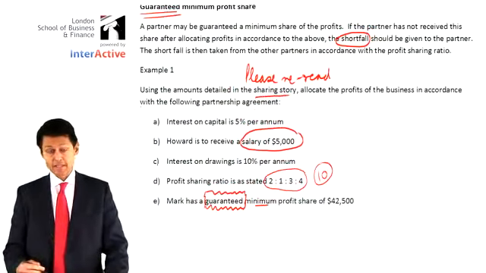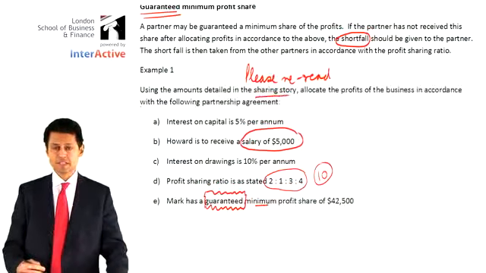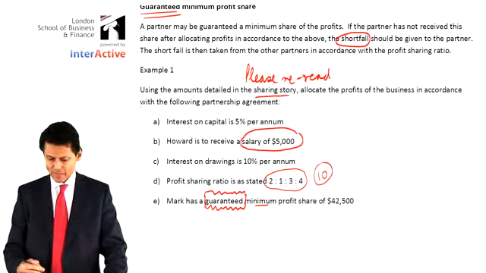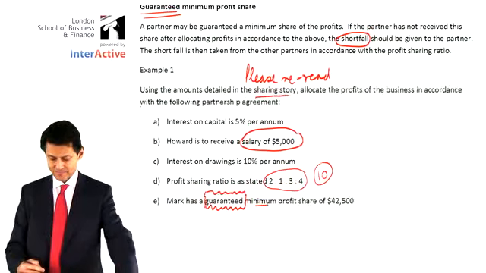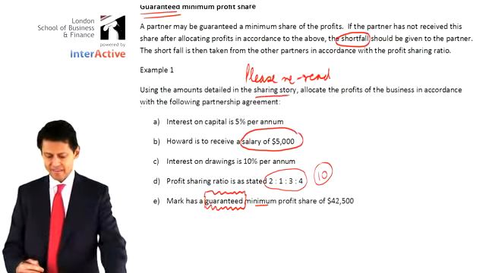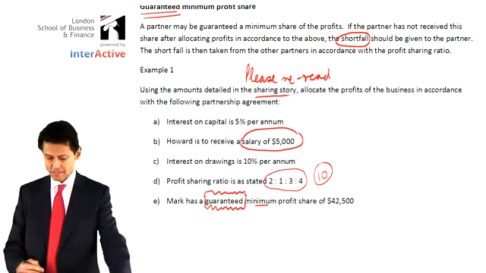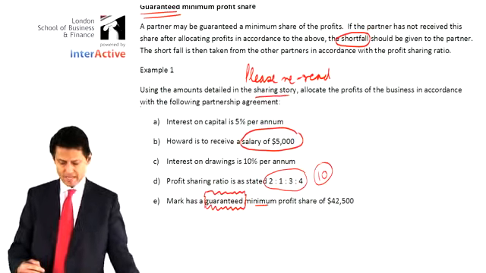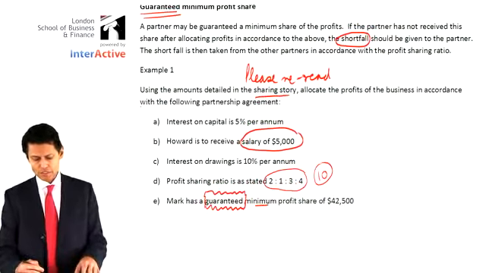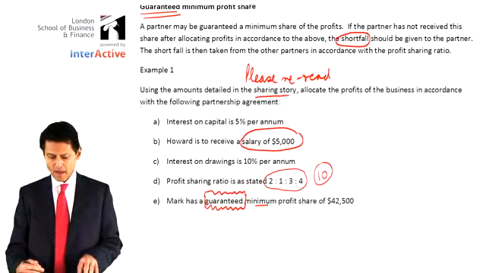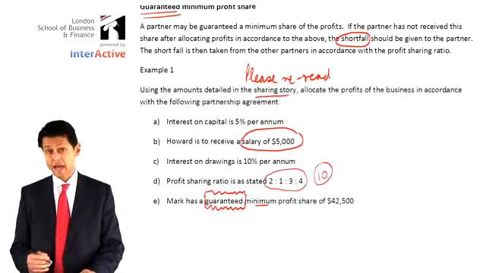So the question then, example 1, using the amounts detailed in the sharing story. So pause the tape and go back to it on the previous page, please. Allocate the profits of the business in accordance with the following partnership agreement. Interest on capital is 5% per annum. Howard is to receive a salary of 5,000. Interest on drawings is 10% per annum, etc. Profit sharing ratio 2:1:3:4. Mark has a guaranteed minimum profit share of 42,500. So how to lay out all this?